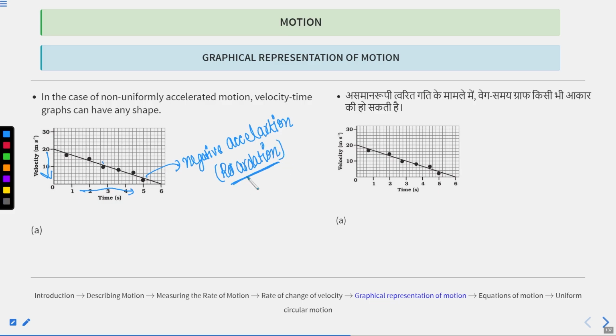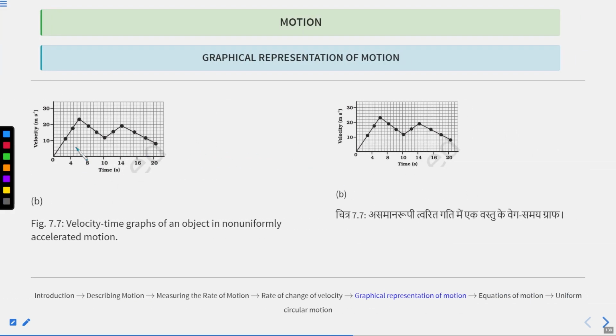Negative acceleration is known as retardation. And this is a curve where time is continuously increasing. Velocity first increases, then decreases, then increases, then decreases. So it is a curve of non-uniformly accelerated motion. Non-uniformly accelerated motion curves look like this. Lots of straight lines, but the curve is increasing, decreasing, increasing, decreasing. Clear, class?